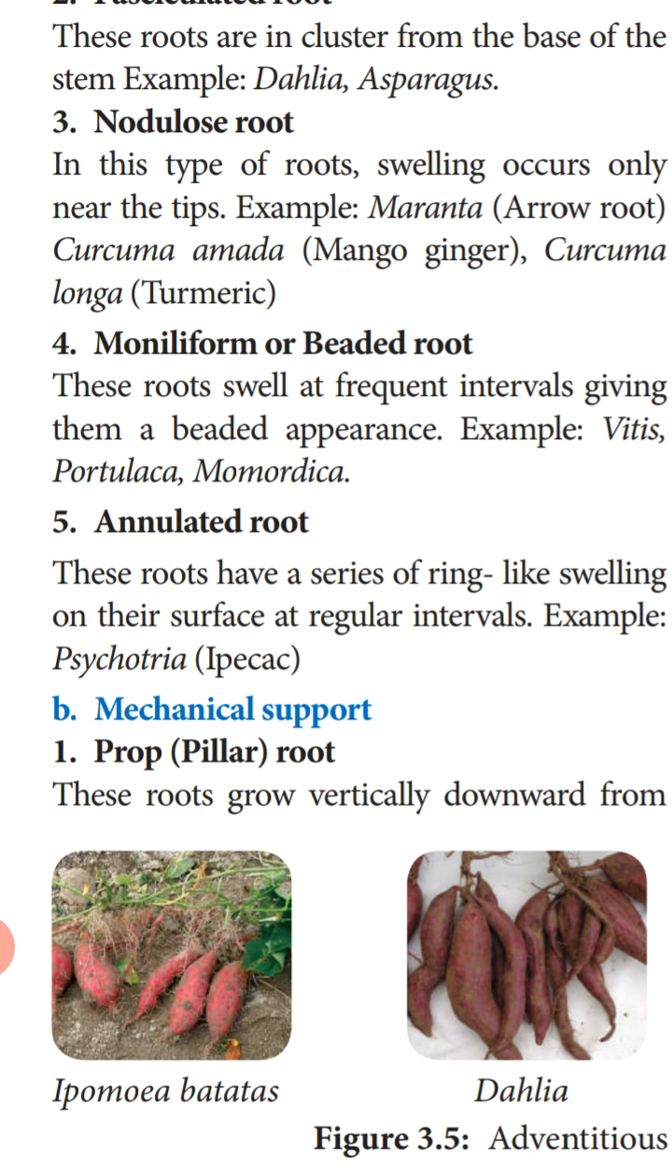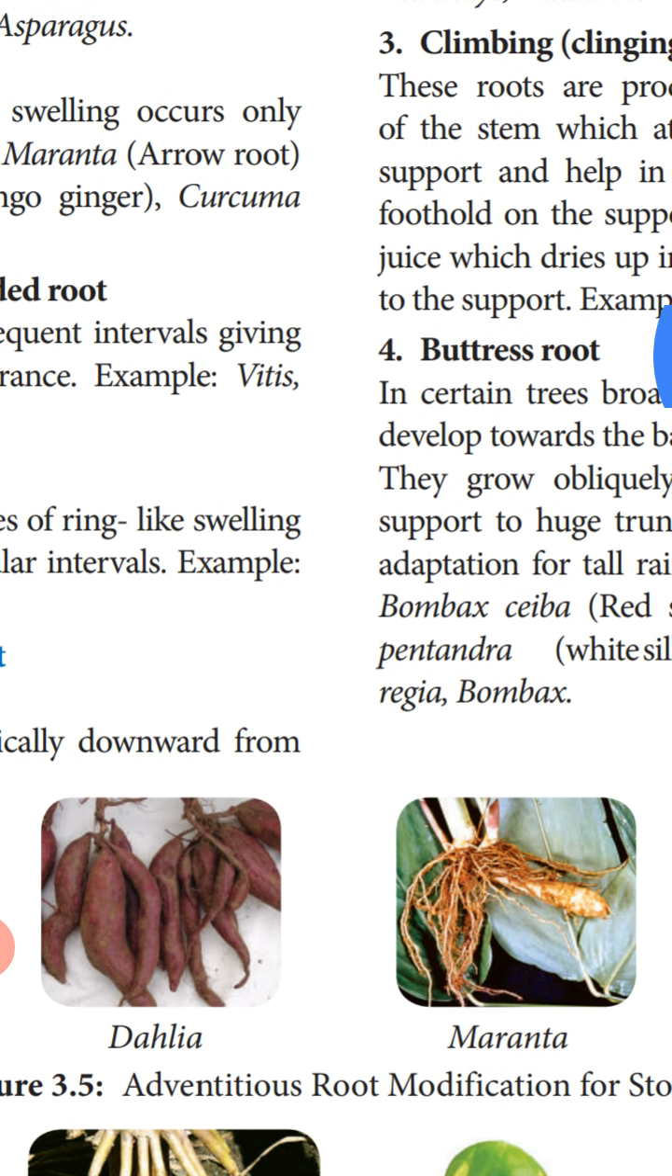Example is Dahlia. Next is the nodulous root. In this type of root, swelling occurs only near the tip. In these adventitious roots, only the tip of the root becomes swollen, and then it is called the nodulous root. Examples: Maranta, that is arrowroot; Curcuma amada, that is mango ginger; Curcuma longa, that is turmeric. Here in the diagram of Maranta, you can see only the tip of the root becoming swollen.